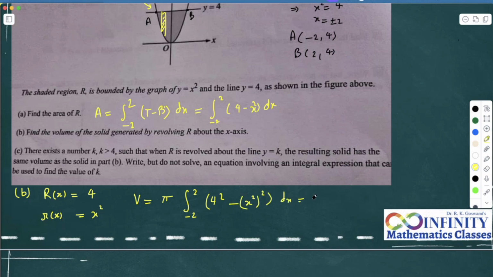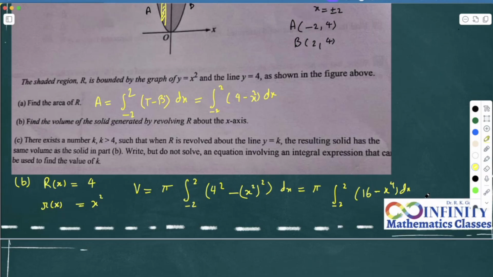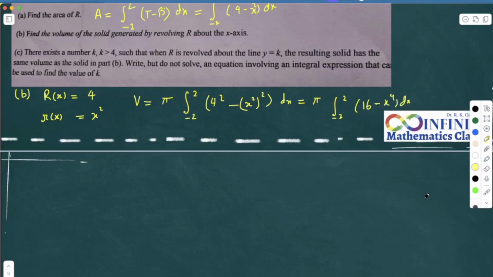So is it a difficult task to calculate this value? No, it is easy. 16 minus x power 4 and dx. So I hope it is not an issue there. Right. Perfectly okay. Next, the last part, just look at the C part.